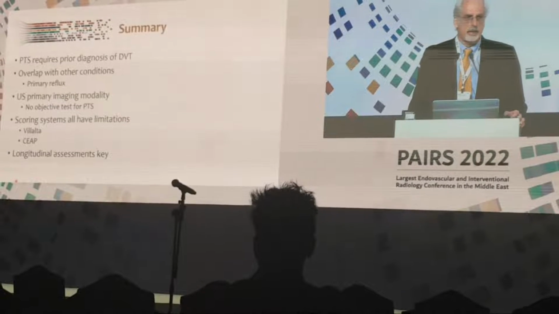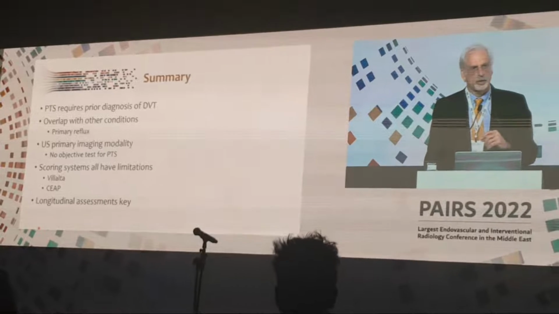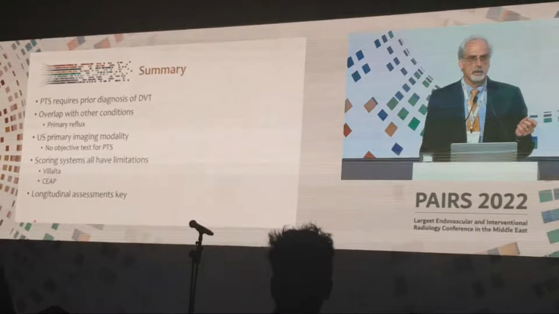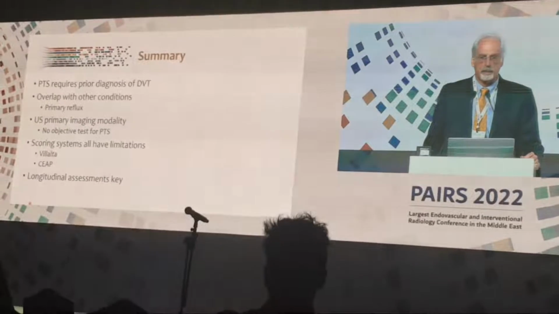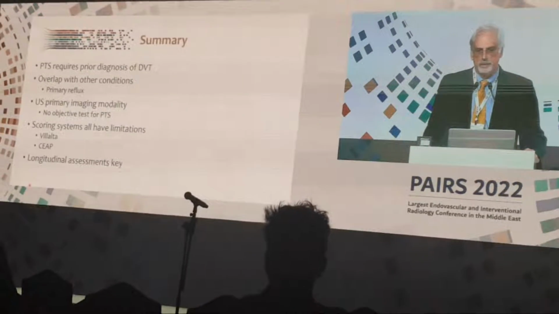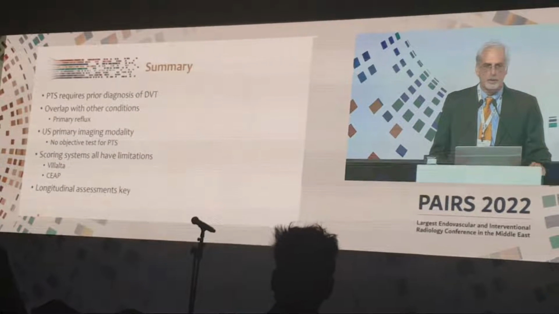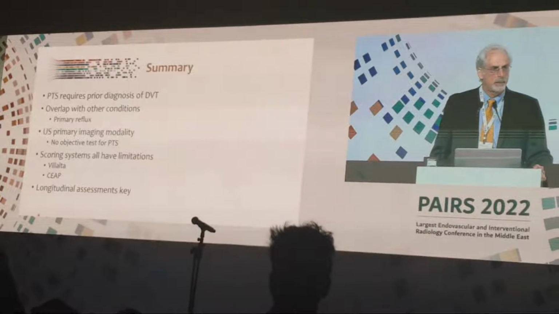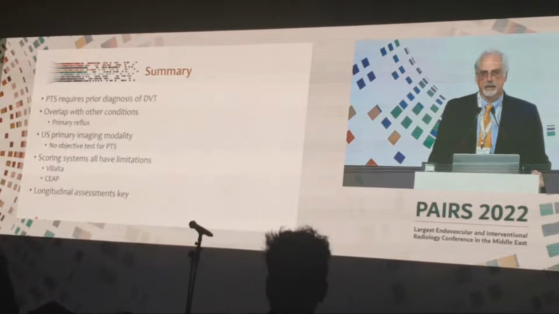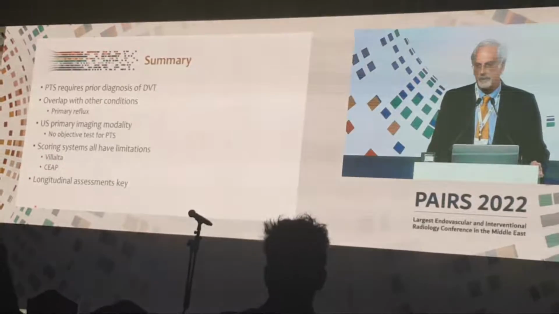So in summary, you can't make a diagnosis of post-thrombotic syndrome without a prior diagnosis of DVT, and Villalta in particular can be applied to both. There's a lot of overlap with other conditions, particularly primary reflux. Ultrasound is your primary imaging modality. You should do it, and there's no real objective test for this. Keep in mind the limitations of the scoring systems. And longitudinal assessment is really critical in the management of these patients. Thank you.